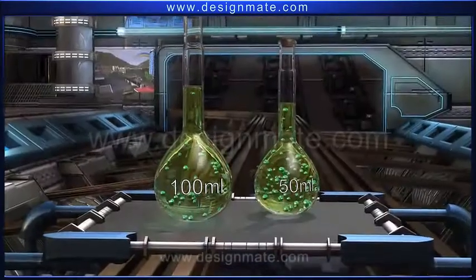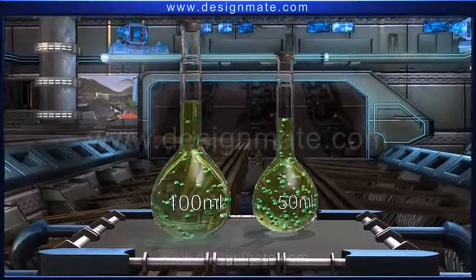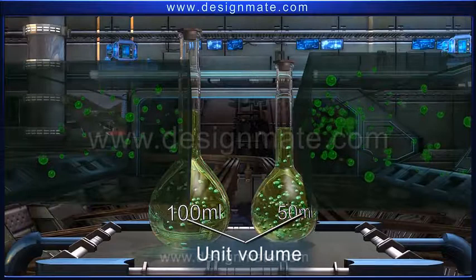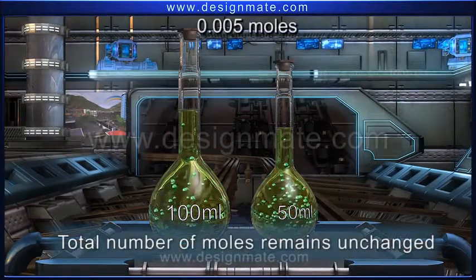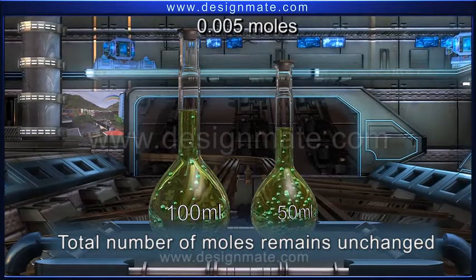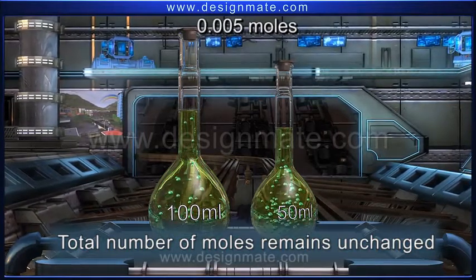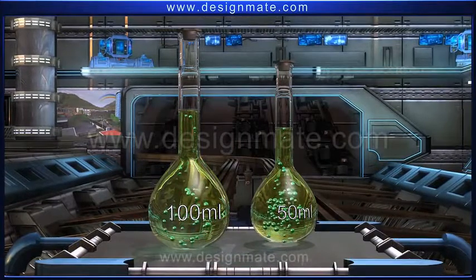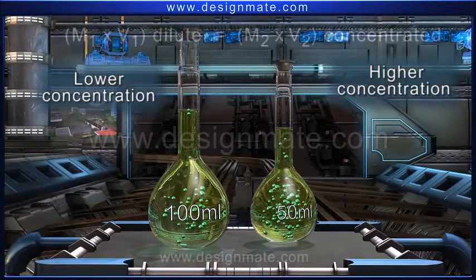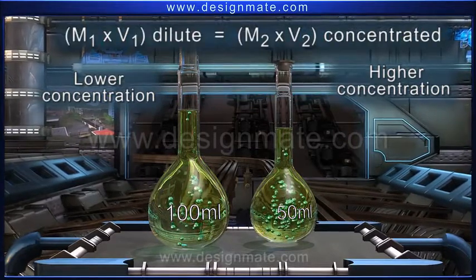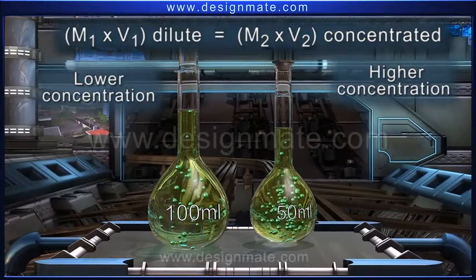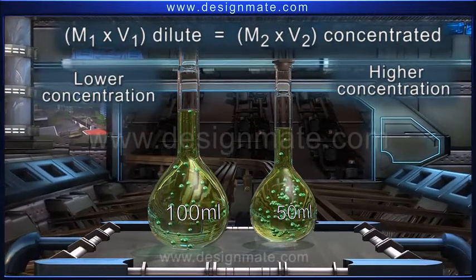This implies that dilution reduces the number of moles of the solute per unit volume. However, the total number of moles present in 50 milliliters and the newly prepared 100 milliliters NiCl2 solution remains unchanged. Using this fact, we can prepare a solution of lower concentration with the help of a solution of higher concentration. Using the formula, the product of molarity and volume of the concentrated solution is equal to the product of molarity and volume of the diluted solution.